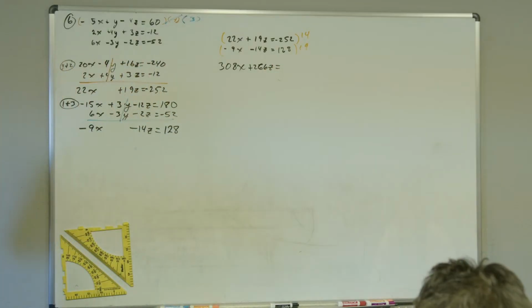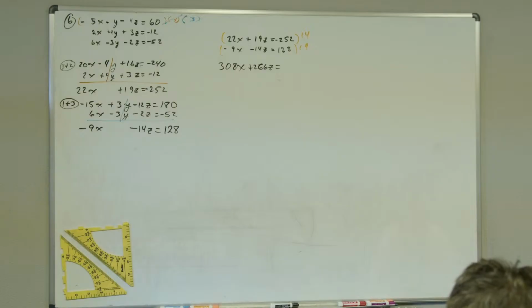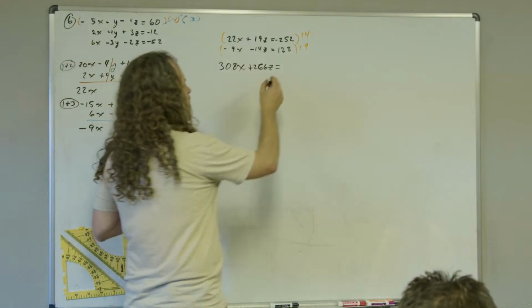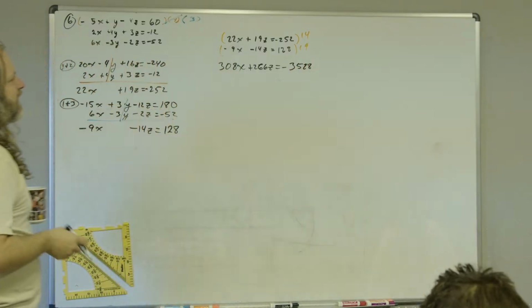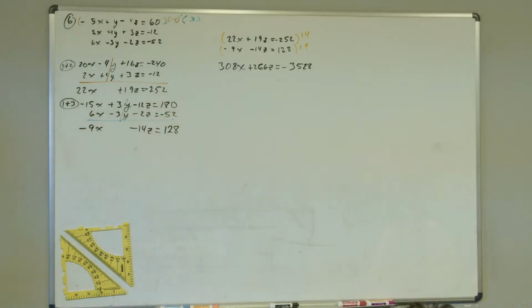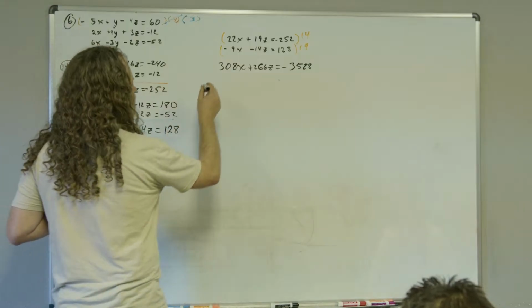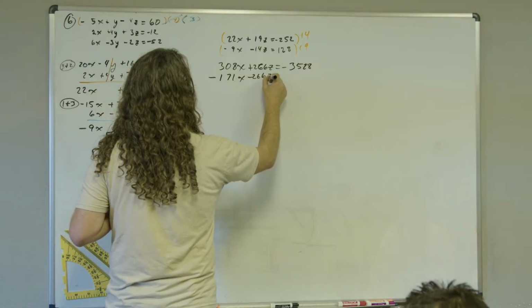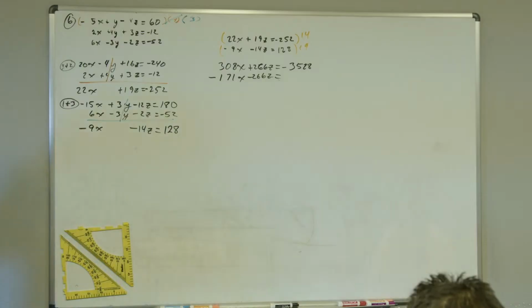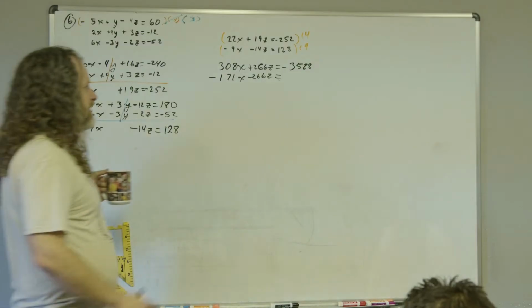Negative 252 times 14. It's negative 3,528. Now what? 19 times negative 9x is what? Negative 171x. Negative 9x times 19. And 128 times 19 is 2,432.